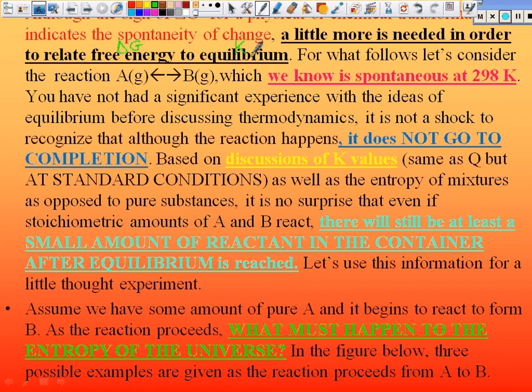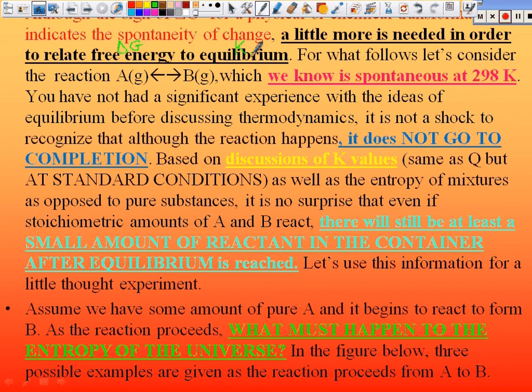For what follows, let's consider the reaction. What is that? A going to B. Yep. Now, here's the deal. There's two things I need to talk about. Number one, what is the entropy change in that particular reaction? 0. How do you know it's 0? Get 1 mole of a gas to 1 mole of a gas. My second question. Is this reaction going to completion or going to equilibrium? How do you know, Colby, that it's going to equilibrium?